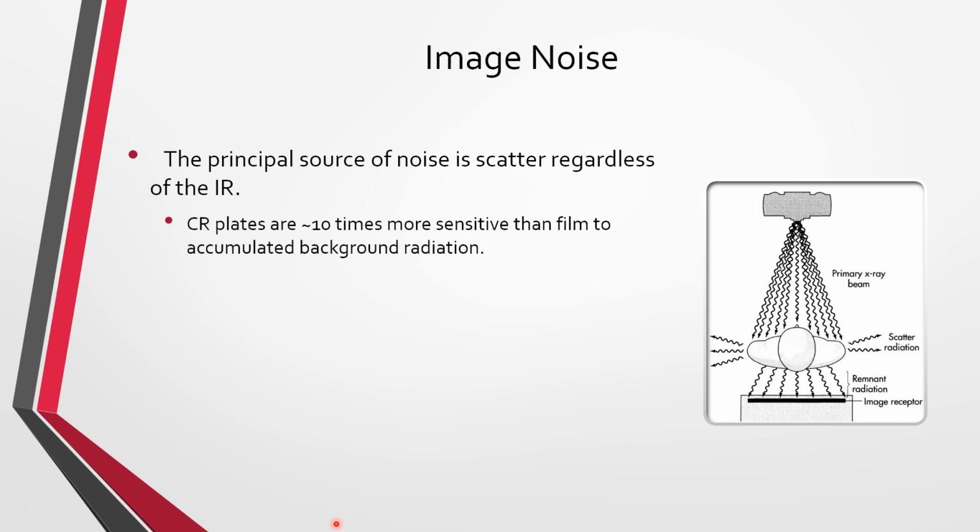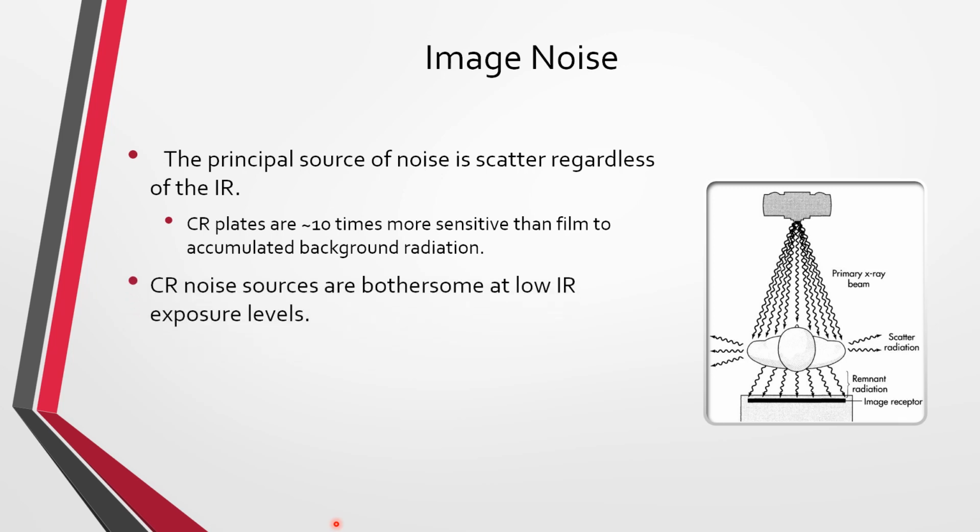CR plates are 10 times more sensitive than film to accumulated background radiation. So this is going to cause more noise on the image, from other sources of radiation that may expose the film, or just being in the room and receiving possible low doses of radiation as you're making other exposures to the film.